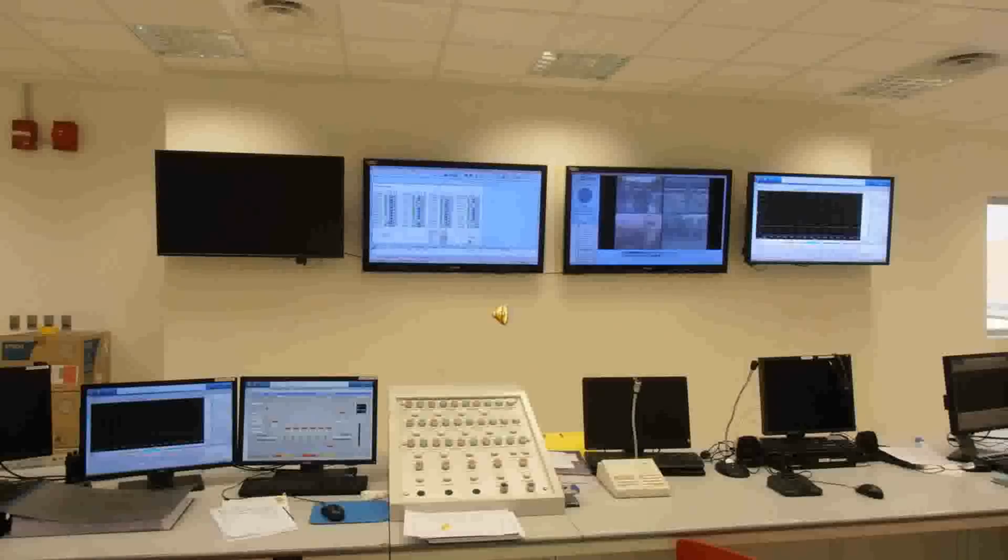This is the picture of centralized control room with monitors, with keyboards, duplicates, screens on the wall, and in the middle, hardwired emergency shutdown switches.